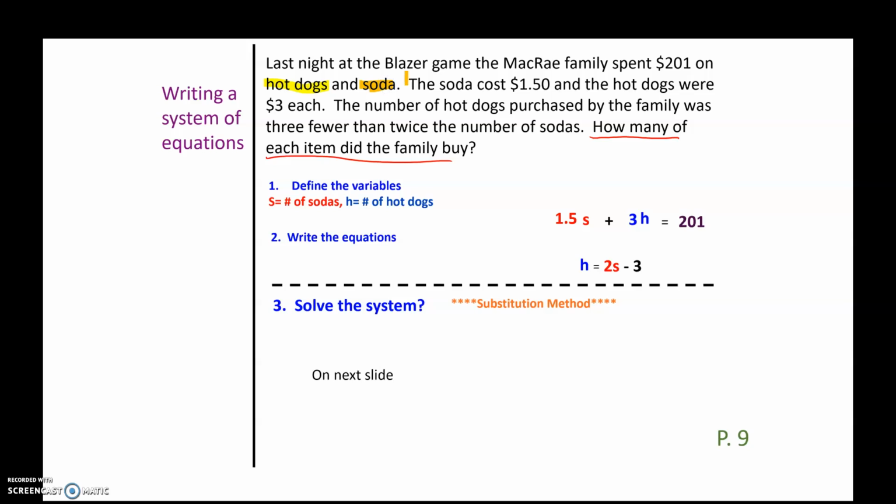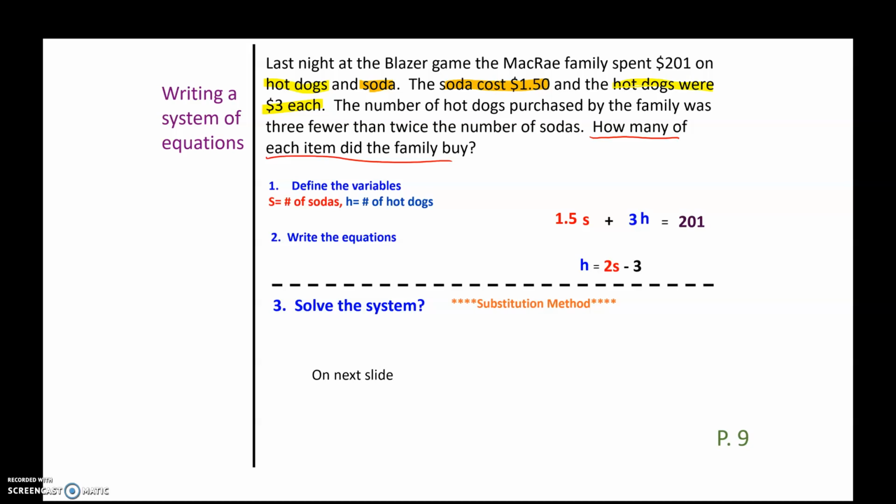So there were two things. They bought hot dogs and sodas. So I'm going to go through and find out what was talked about here. Well, we're told that the soda cost $1.50. And we're told that the hot dogs were $3. Oops, that's the wrong color. There we go. So we want to make it match. And the hot dogs are $3 each.